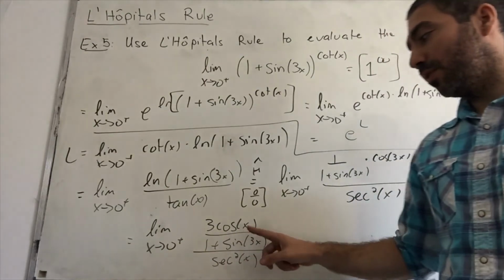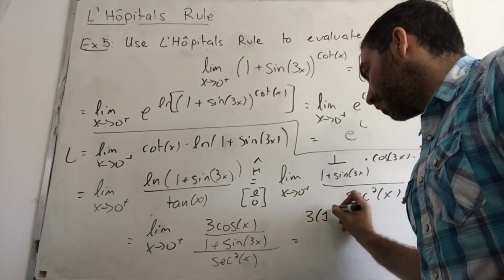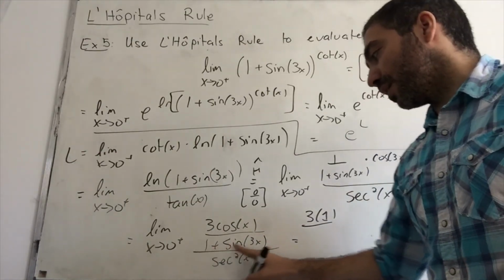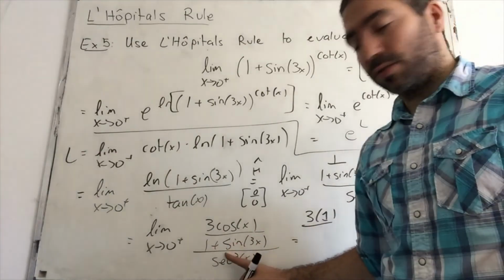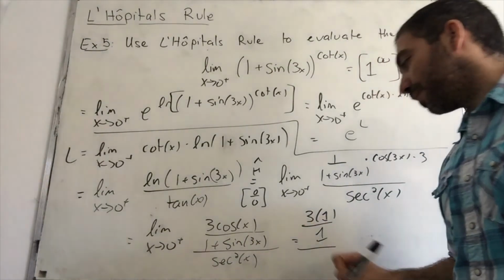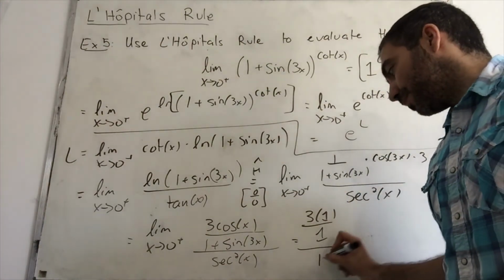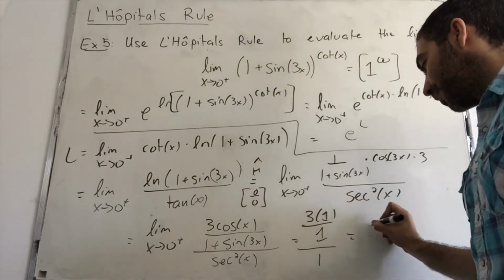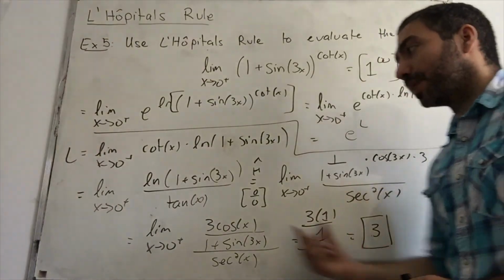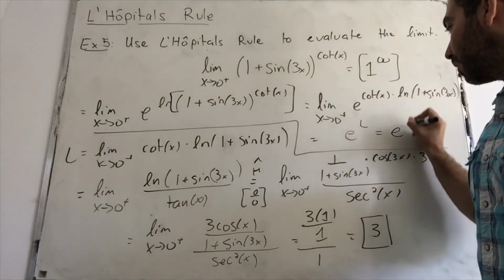Replacing your x with 0, we get, on the top here, we get 3 times 1, because cos of 0 is 1. On the bottom, we have 1 plus sine of 3x. So sine of 3x, when you replace x with 0, is 0, plus 1 is 1, divided by secant squared of 0 is just 1. So all we're left with here is 3. And that's the answer for the limit L, meaning that the answer here is e to the 3.